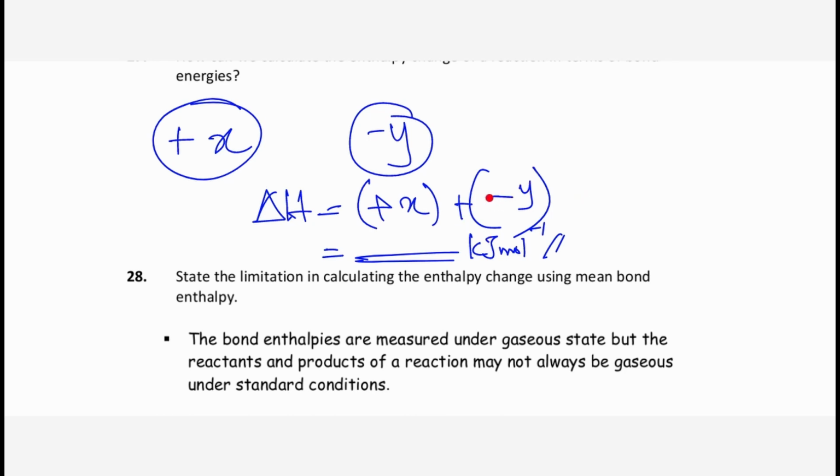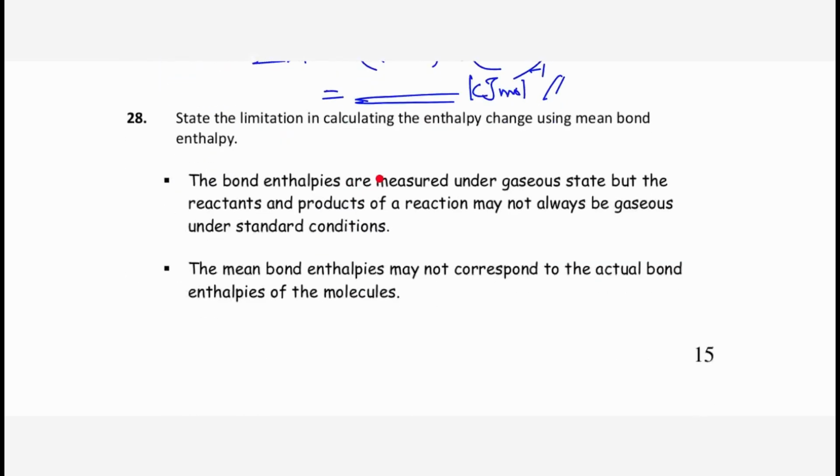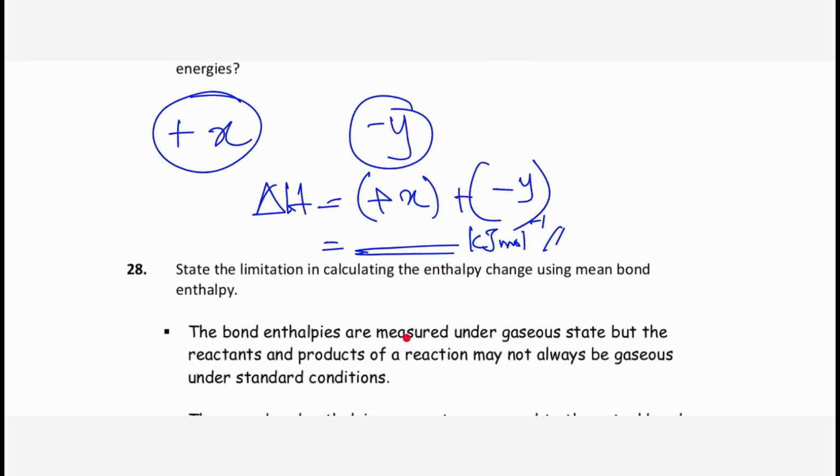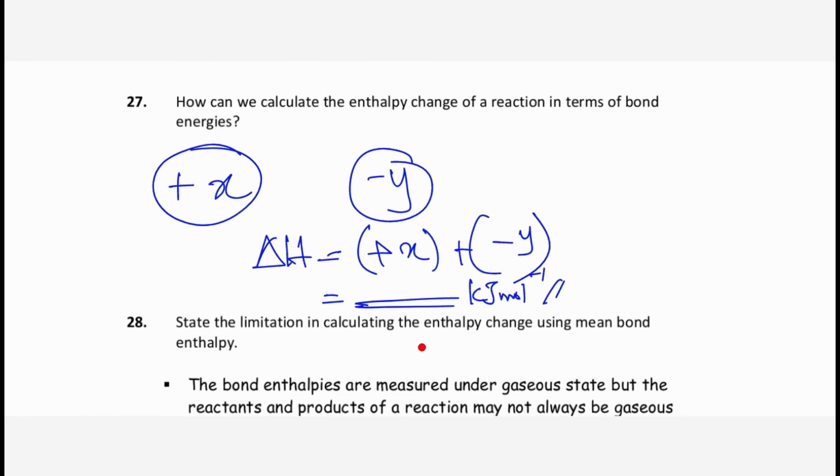So bond energies, when it comes to those, will actually differ because we know the bond energies are calculated from the gaseous state, not from the solid or liquid state, right? So there are two main limitations of this type of calculation of enthalpy change. The bond energy is measured in the gaseous state, but the reactants and products of a reaction may not always be gaseous under standard conditions. Sometimes standard conditions can be liquid. Some will be solids, right? And the mean bond enthalpies do not correspond to the actual bond enthalpies. Those are the limitations of this calculation.